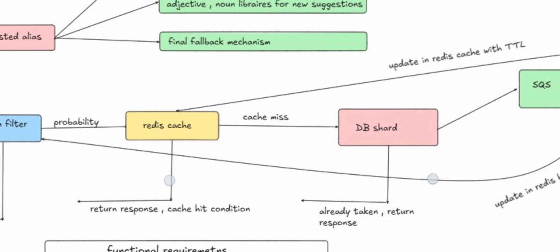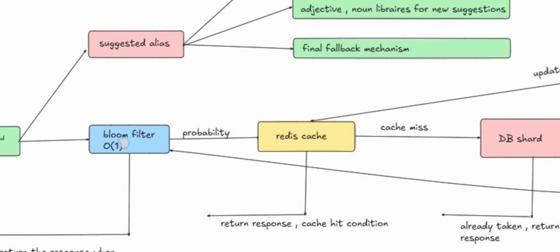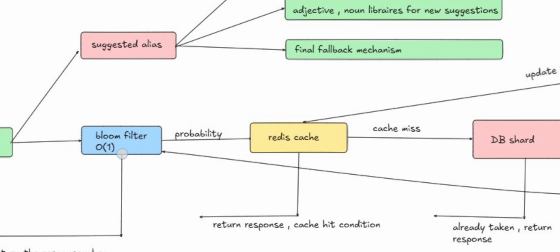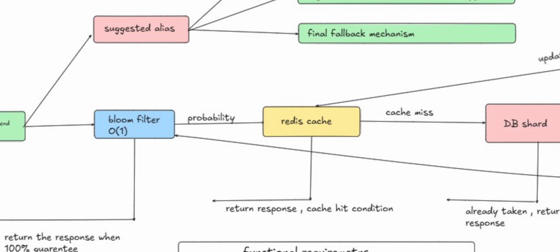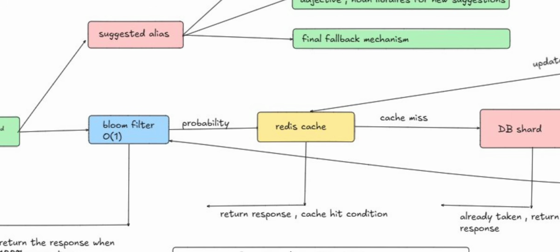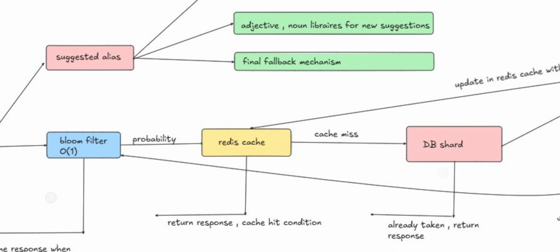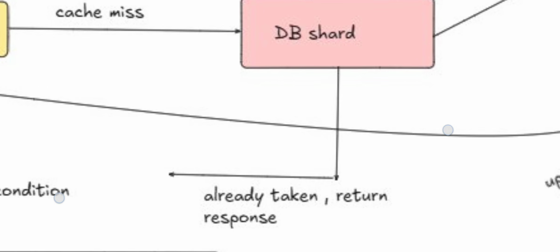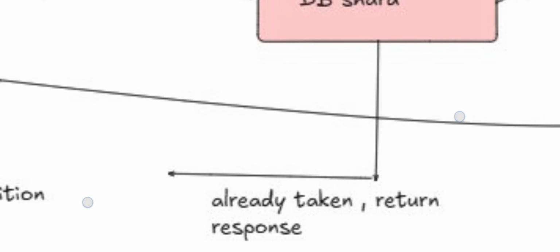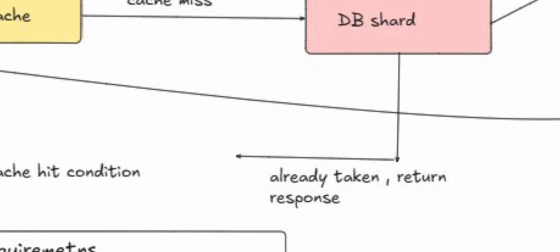So you can see it's a three level of filtering that we are doing. First we have the Bloom filter, then we have the Redis cache, and then last we have the DB shard. And in the DB shard, let's suppose the alias is already taken up. So we are saying, hey, just return the response because the alias is already present in my database. Somebody has already taken it up.